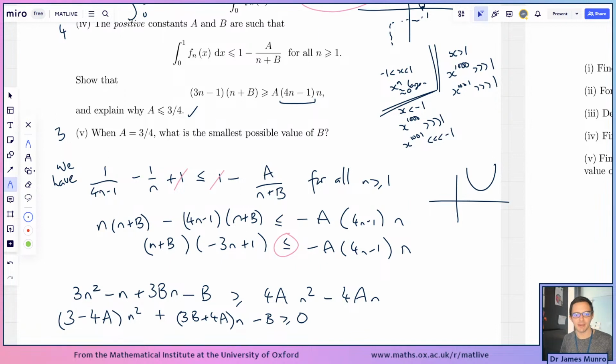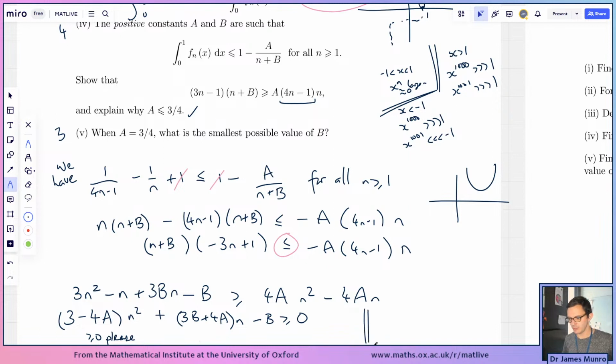Yeah, we don't really care about this n squared thing for large n, so we need this thing to be nonnegative. Okay, and then part 5 asks us to plug in a equals 3/4 and talk about b. If we do that, then this term will go away.